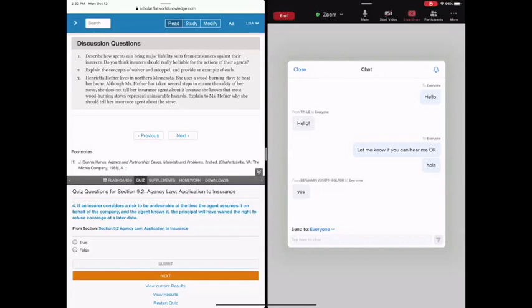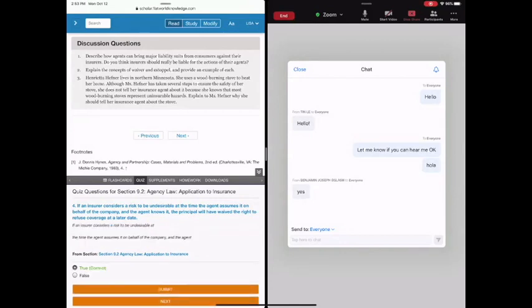So if an insurer considers the risk to be undesirable at the time the agent assumes it on behalf of the company, much like this fire, what did I just call that thing? Like a wood burning stove, right? If the agent knows the company doesn't want that risk, but the agent still binds the coverage, will the principal have waived the right to refuse coverage at a later date? Yes, that is true. Okay.